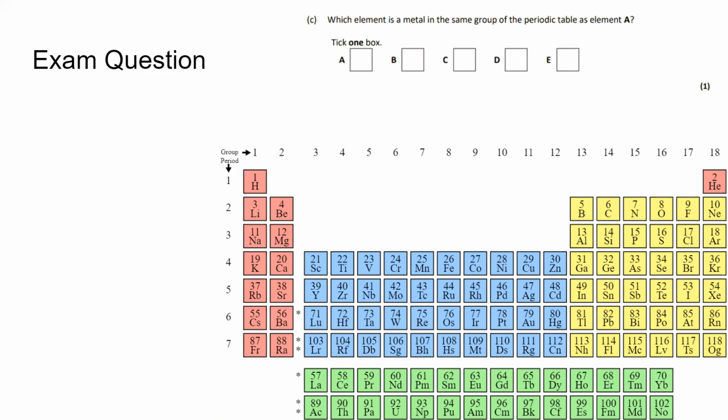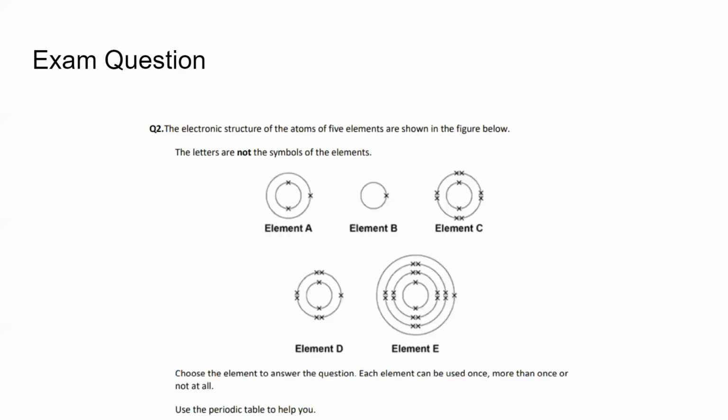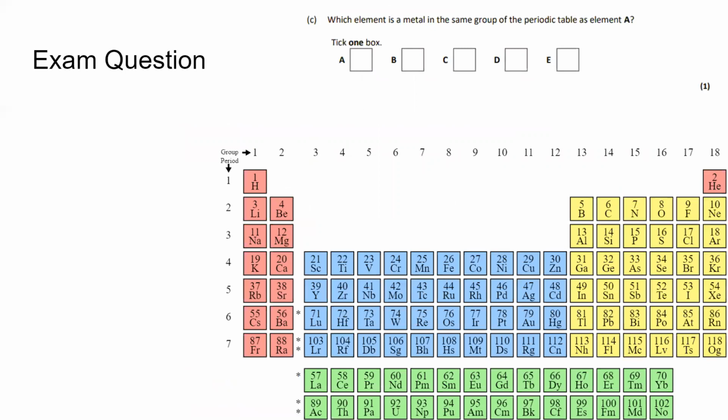Question C, which element is a metal in the same group of the periodic table as element A? So let's have a look at element A. Element A has 1 electron in the outer shell. Now we know that the groups of elements are determined by how many electrons are in the outer shell. So which element has the same number of electrons in the outer shell as element A? We're looking for 1 electron. This is element E. So element E is the answer for question C.